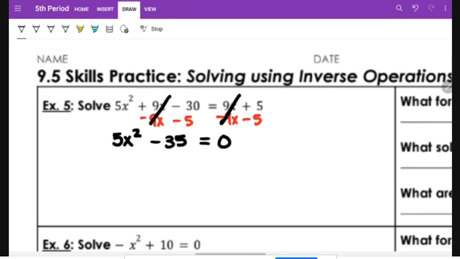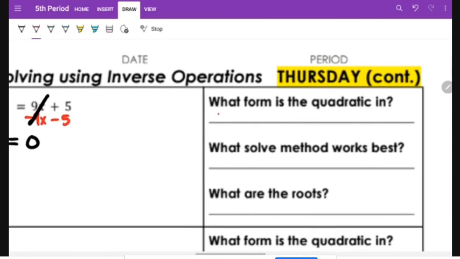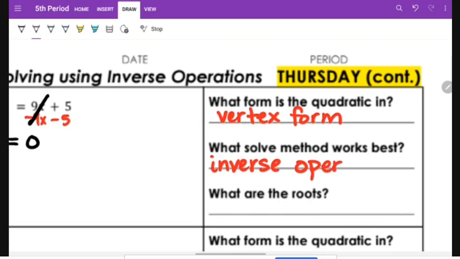Take another look at this now that we have 0 on the right. Is this standard form? This is vertex form. So we're going to write vertex form on the line. And we can solve this using, Cole? Inverse operation. You got it. You're my inverse operations guy now, all because you had an itch on your head. It's funny how life works out, right?